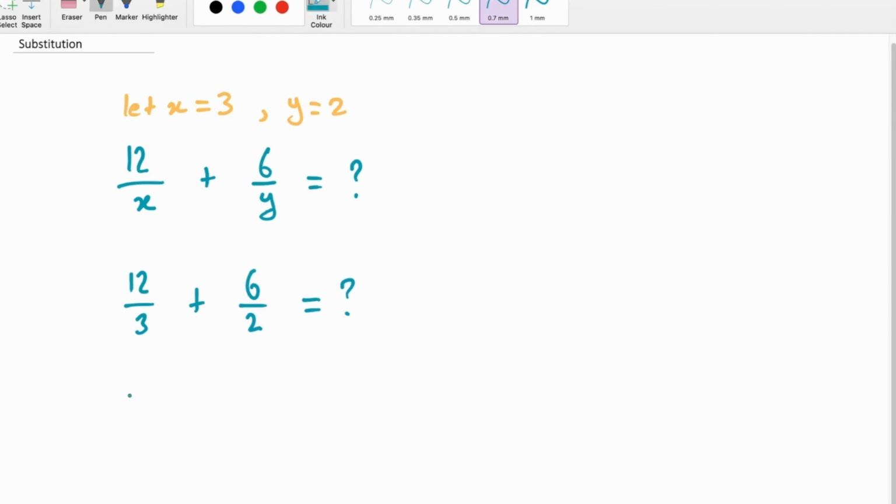12 over 3 gives us an answer of 4, plus 6 over 2 gives us an answer of 3. That equals your question mark. So 4 plus 3 gives us an answer of 7. And that is essentially how you do substitution in this question.